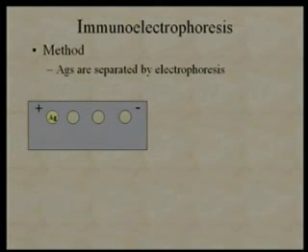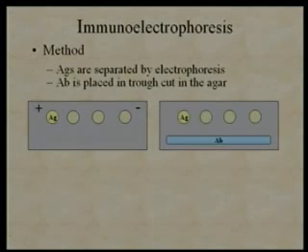Then you'd apply an electric current, and you'd use it to separate the proteins based on their charge. So after the electrophoresis, the proteins will be separated based on their net charge. Then you cut a trough in this gel and fill it with antibodies. In this case, if this was human serum, we would put antibodies made against whole human serum.